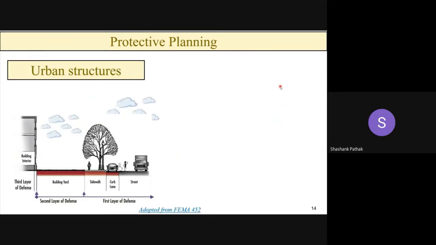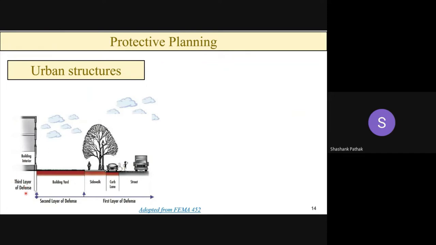For example, let us consider this urban structure. So suppose this is a suspicious vehicle. So this sidewalk, curb lane, all these things can be the first layer of defense, because we are kind of trying to keep it away. The chances of this vehicle coming in this part will be very less by providing this additional sidewalk, curb lane and street. And in the second layer of defense, there can be building yard. So there can be some perimeter or something like that, that can be planned in the second layer of defense. And in the first layer of defense, we can provide some kind of policing, security guard or some kind of surveillance here.